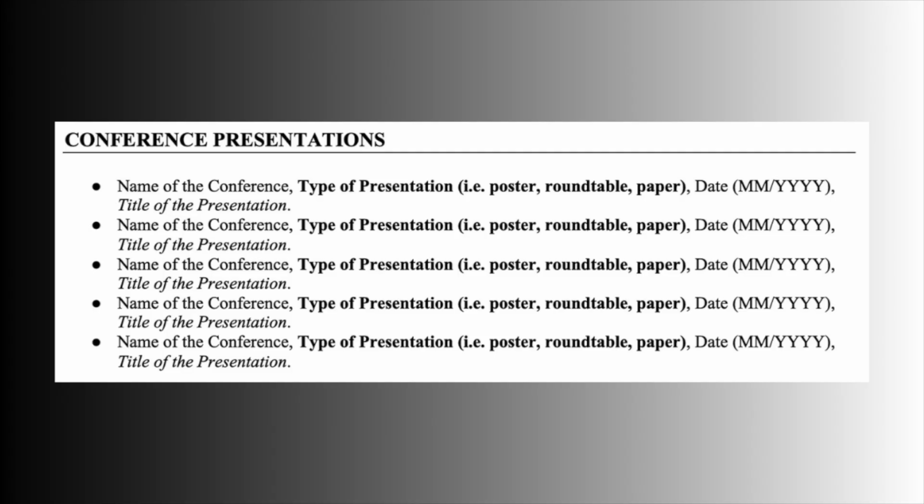Right after the publications, you want to write your conference presentations. Again, because you are applying to a research-based degree, a PhD, you want to showcase that you know how to communicate your research. And so our next section is the conference presentations. And so here you're going to put the name of the conference, type of presentation. So was it a poster, roundtable, was it a paper, the date of the conference when you presented, and then the title of the presentation in italicized.